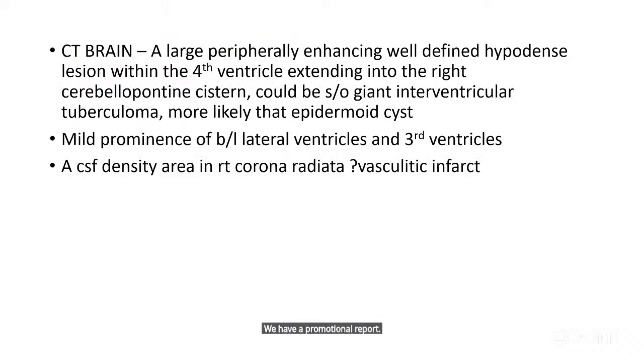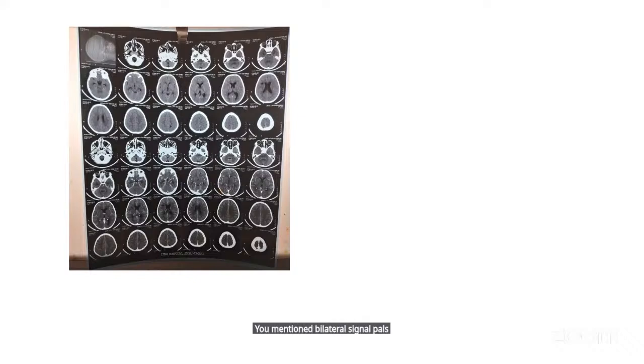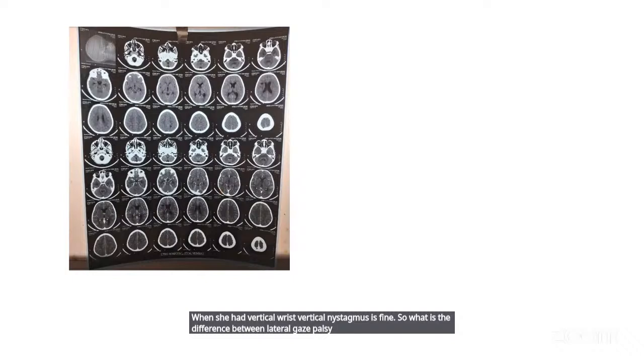Just go back one thing. Something is bothering me a bit, so I want others to clarify. You mentioned bilateral sixth nerve palsy, and you also wrote bilateral horizontal gaze palsy, right? And she had vertical nystagmus. No, vertical nystagmus is fine. So what is the difference between lateral gaze palsy and lateral rectus palsy, giving rise to inability to look on the left side? Say it, it's okay. All of us are learning. There is no problem. Lateral gaze palsy, I had written by mistake.